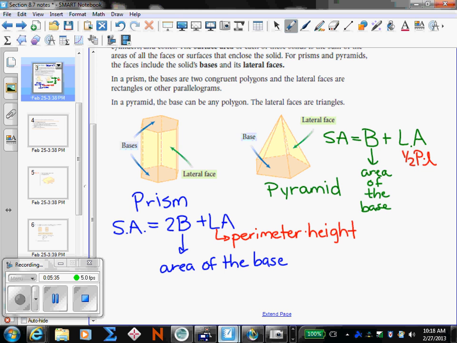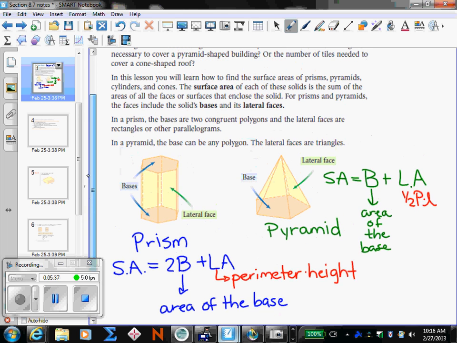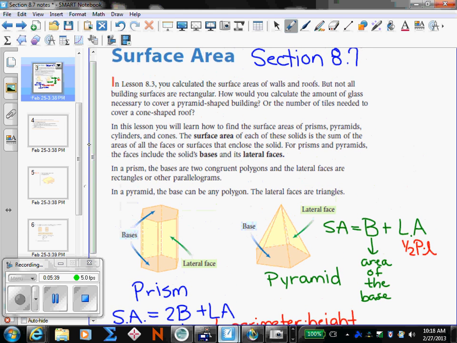Okay, so let's go up and read what we have written here. So in lesson 8.3, you calculated the surface areas of walls and roofs, but not all building surfaces are rectangular. How would you calculate the amount of glass necessary to cover a pyramid-shaped building, or the number of tiles needed to cover a cone-shaped roof? So in this lesson, you learn how to find the surface areas of prisms, pyramids, cylinders, and cones.